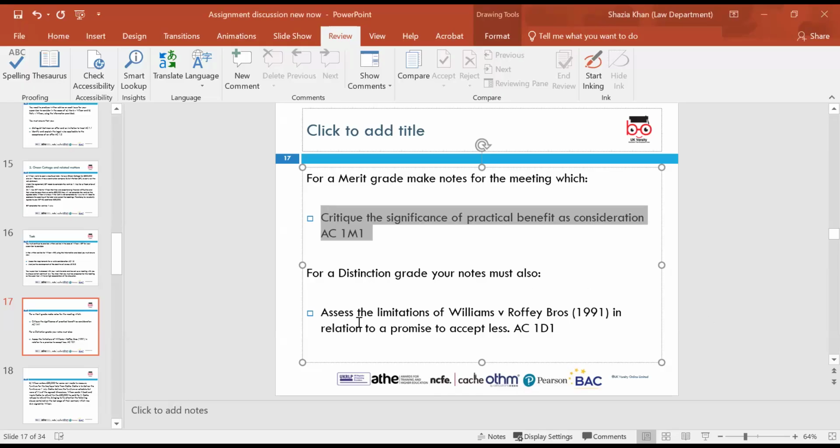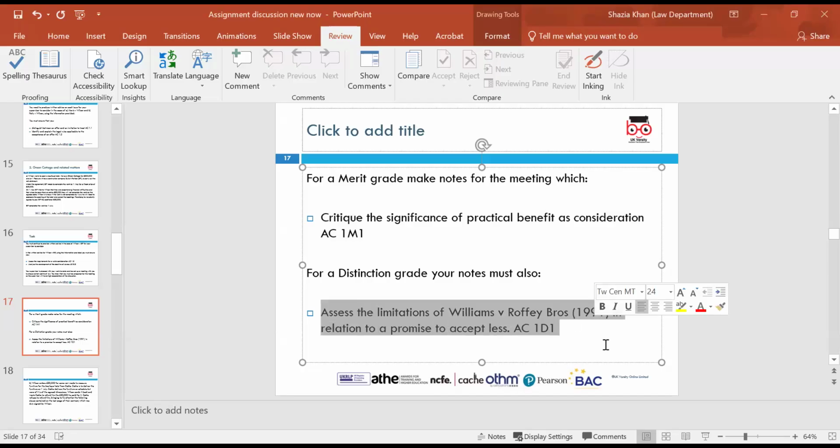Okay, and that's for the distinction. You would assess the limitations of Roffey and Brothers in relation to the promise. Okay, that's for distinction.